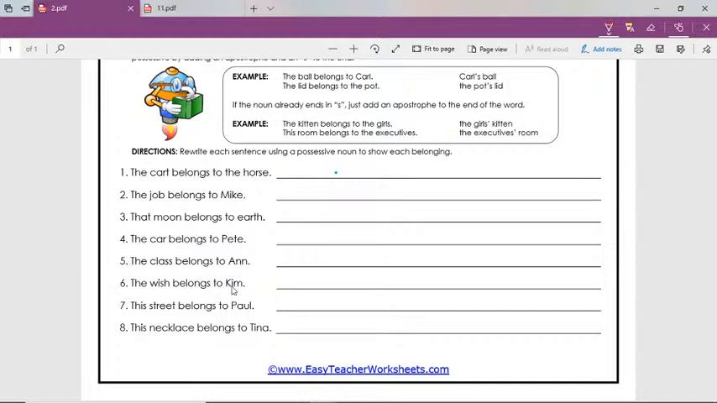We need to rearrange that. Next question, question 7. This street belongs to Paul. So for each of these, if you could just write down the question number, the original form, and then how you'd rewrite it, just so you can remember. And you can do this on a piece of paper, or whichever's going to be most convenient. So the street belongs to Paul. Finally, question 8. This necklace belongs to Tina. How are we going to rephrase that? Okay, so I'll give you a few moments just to check your answers, have a quick go over that.